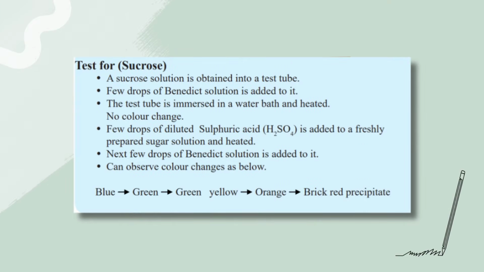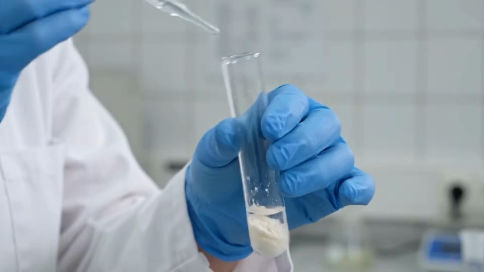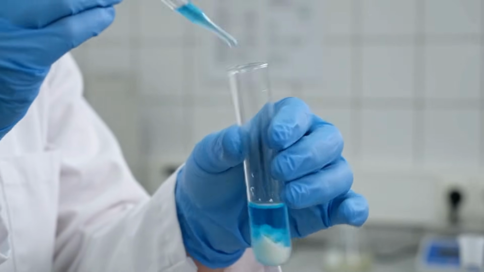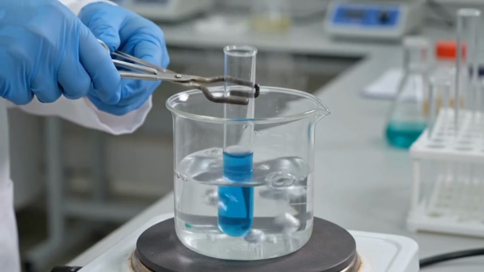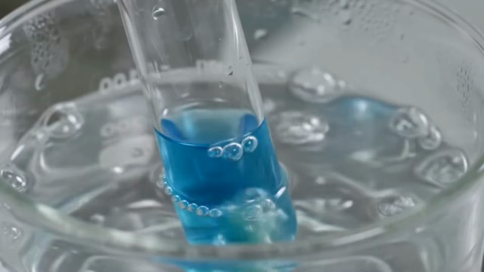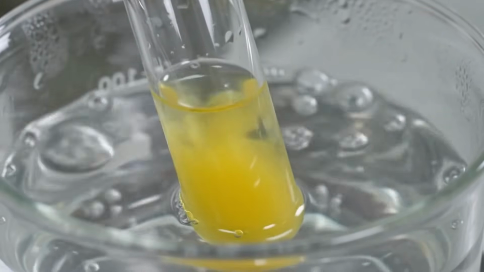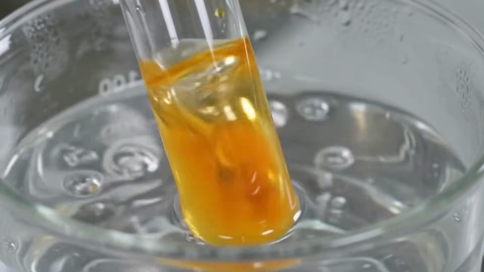We are conducting a food test to identify the presence of sucrose. If we add Benedict's solution directly to a sucrose sample and heat it, there will be no color change. Instead, we must add a few drops of diluted sulfuric acid to a freshly prepared sugar solution and heat it first. After this step, we add a few drops of Benedict's solution to the mixture. Next, we immerse the test tube in a boiling water bath and heat it.